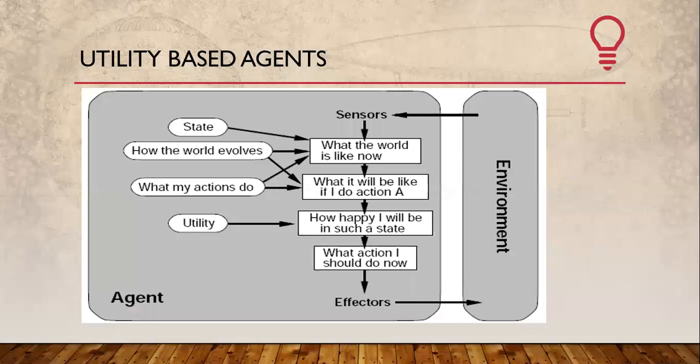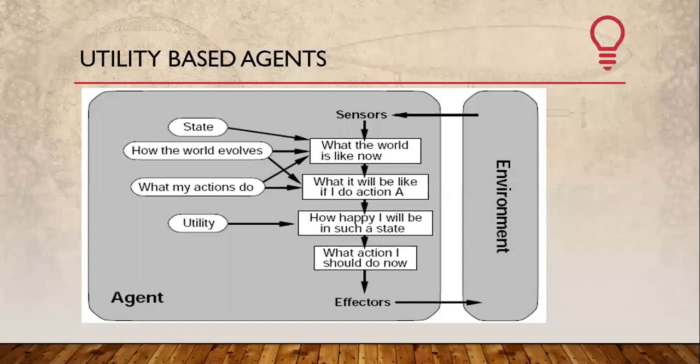So if we look again, everything remains the same, but one more thing is added over here: how happy I will be in such a state. So it will take the input, then it will find out the state depending on several parameters like the state, how the world evolves, and what my actions will do.